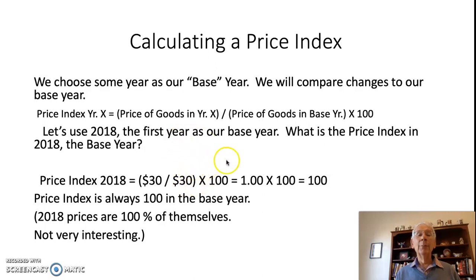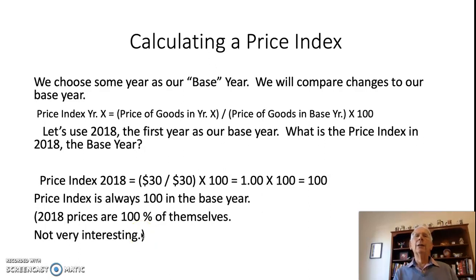We multiply that by 100, and the result is we get 100. 30 divided by 30 is 1, times 100, it's 100. The price index is always 100 in the base year. It's true by definition. What this is really saying is 2018 prices are 100% of themselves. Now that's not very interesting.